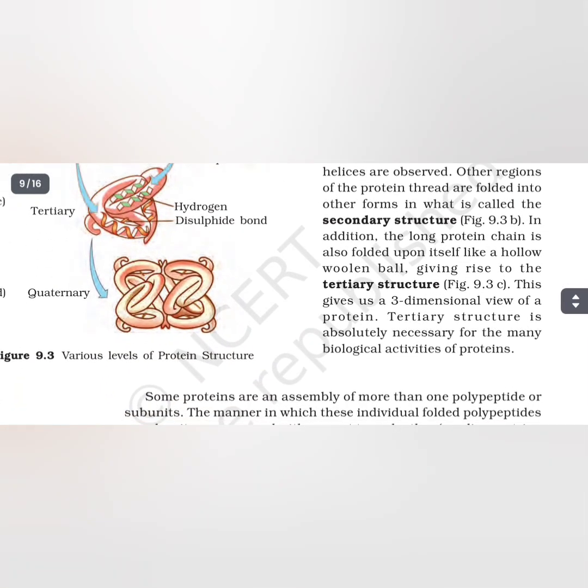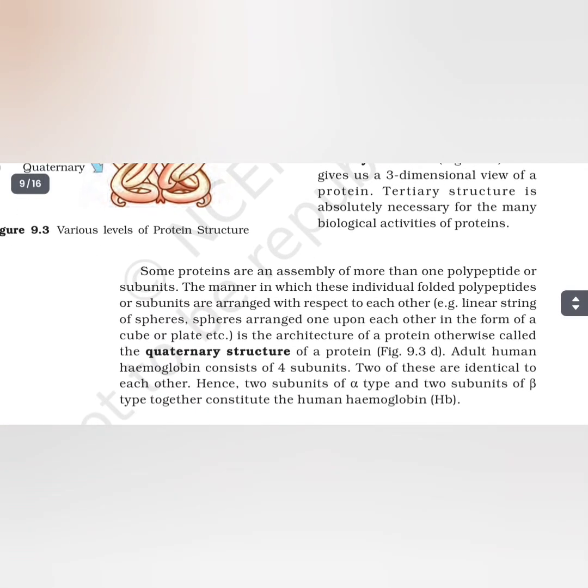In addition, the long protein chain is also folded upon itself like a hollow woolen ball, giving rise to the tertiary structure. This gives us a three-dimensional view of a protein. Tertiary structure is absolutely necessary for the many biological activities of the protein.